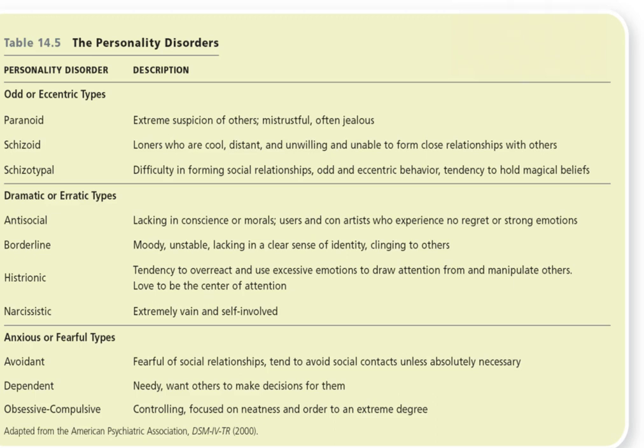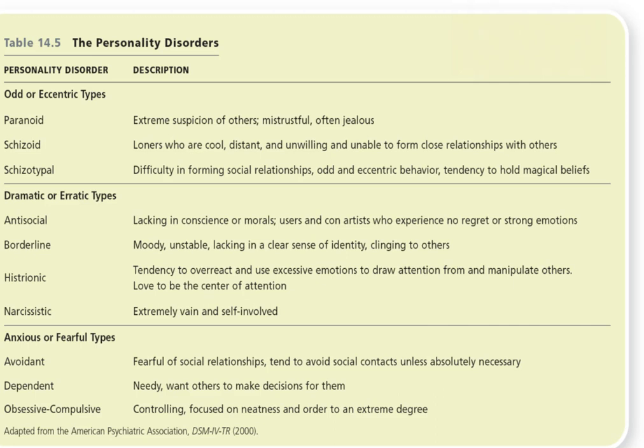But this is different than a paranoid psychosis or paranoid schizophrenia, because here you see that the person's very paranoid in their personality. A schizoid personality is a person that's very cool, a loner, very distant, unwilling or unable to form close relationships with others. Schizotypal: difficulty forming social relationships, odd, eccentric, or magical beliefs.